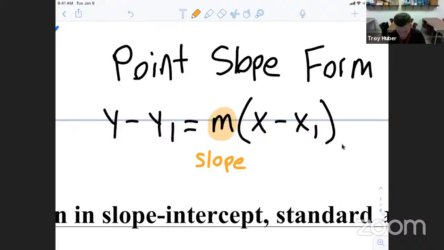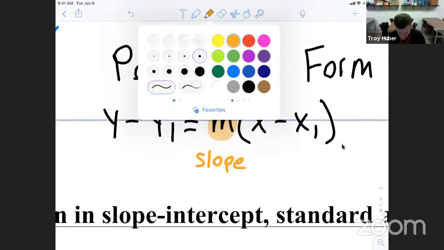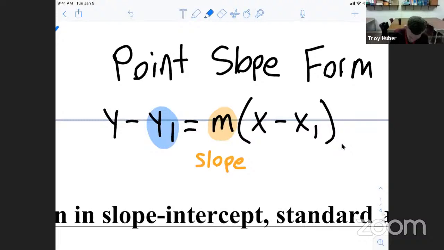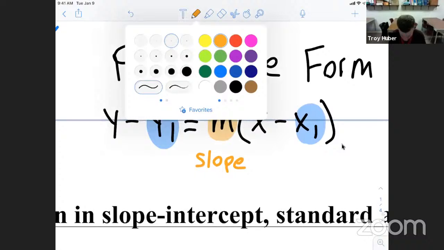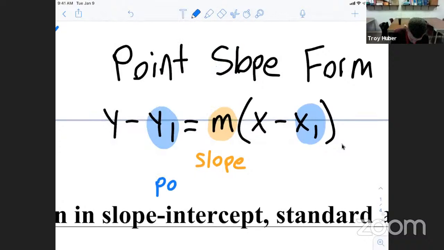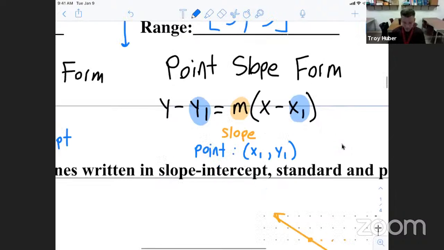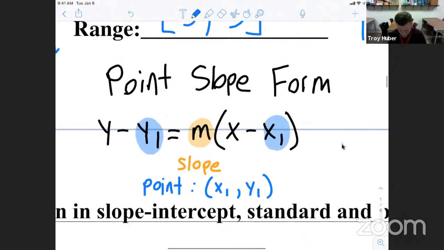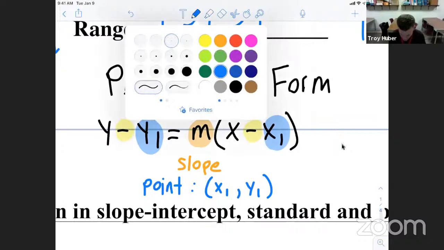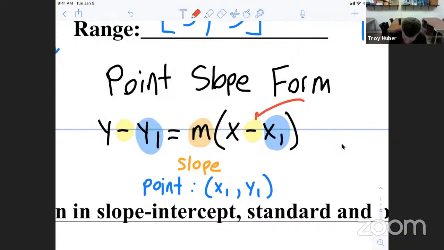All right, but now we're being told a point as well. And that point is going to be this x1, y1. All right, so let's go ahead and write that down too. We have a point, x1, comma, y1. What we have to watch out for, though, is these minus signs. So these minus signs tell us the opposite. All right, and we'll look at that in a minute. So I'm just going to put opposite just so we don't forget.